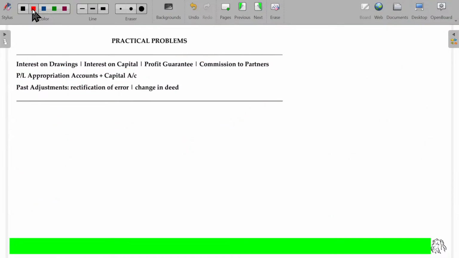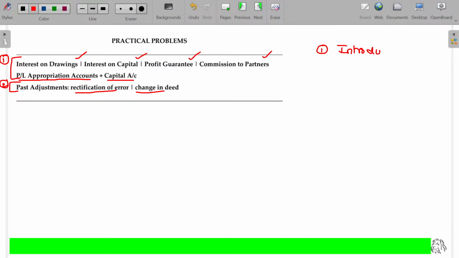So in the practical problem, P&L appropriation and capital account is the first block. In P&L appropriation, net profit is shared among the partners for their capital contribution, for their contact development, for their risk-taking ability, and for their physical support salary. Even they may withdraw money, and for that the firm will charge some interest. All these things put together will be the first block. The second block is all about past adjustment, rectification of errors, and change in deed.